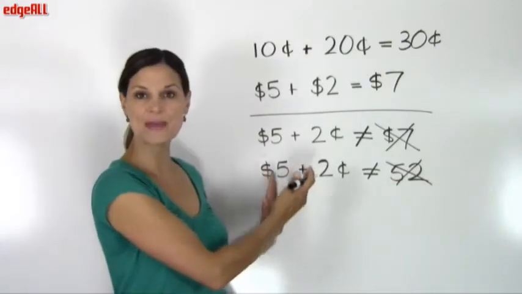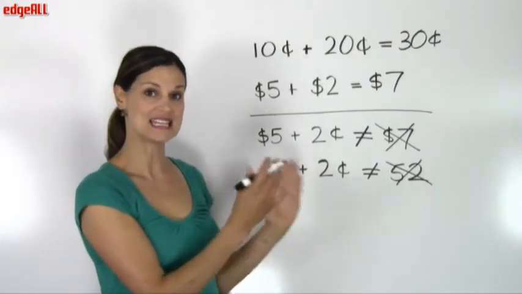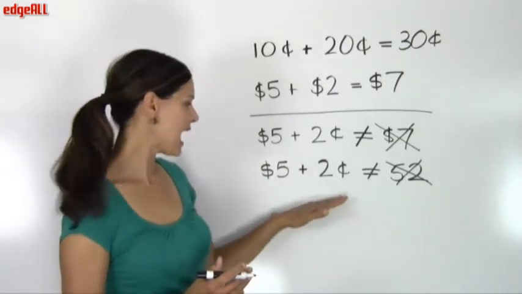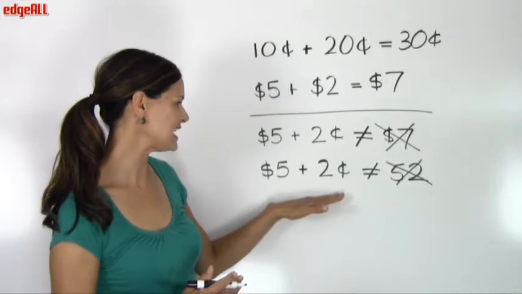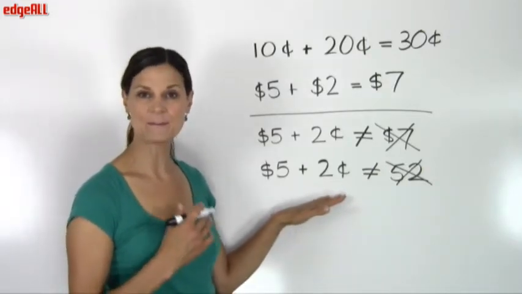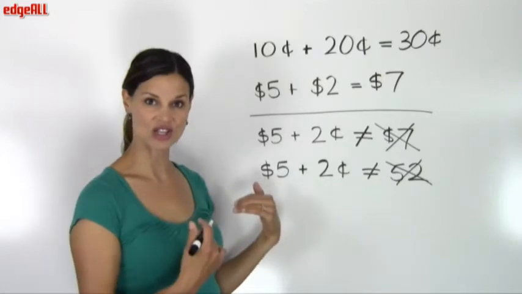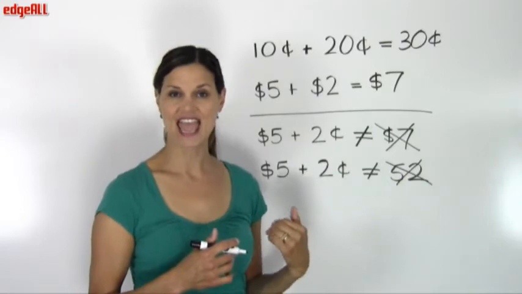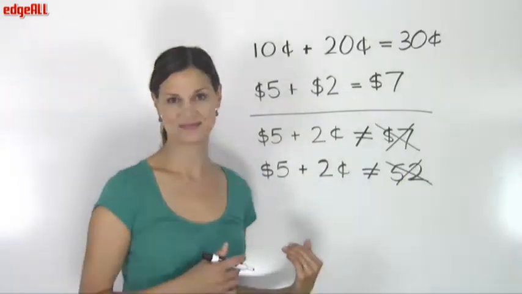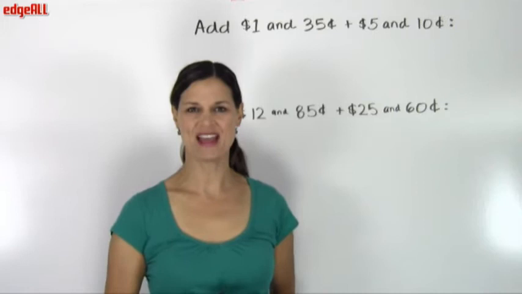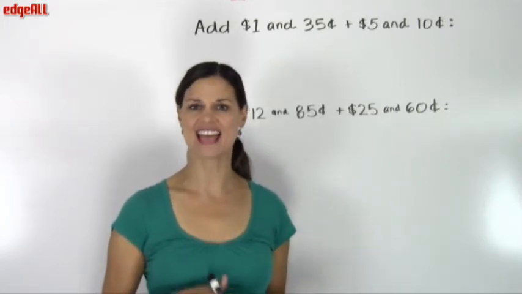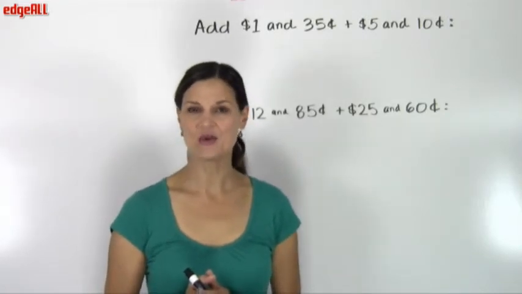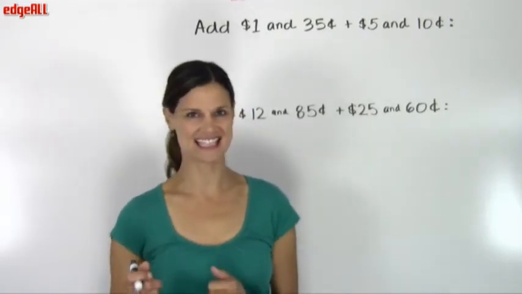We cannot combine money when it's in different units. We will learn how to do these problems, and we'll have some special rules that we need to follow when we're adding money with mixed units, dollars and cents. You can only add dollars to dollars and cents to cents. So how do we add money written using dollars and cents? We will still follow the rule that we just talked about. We add dollars to dollars and cents to cents.